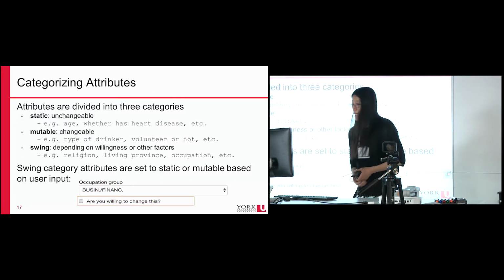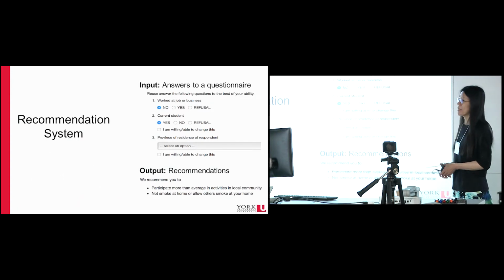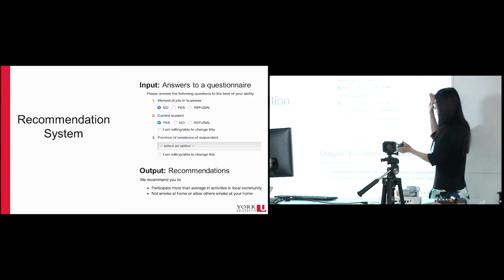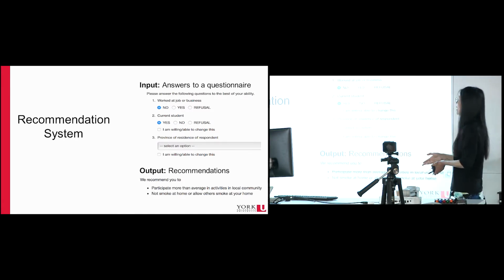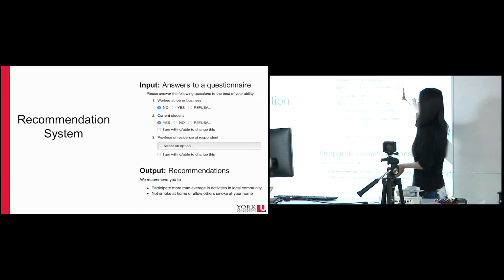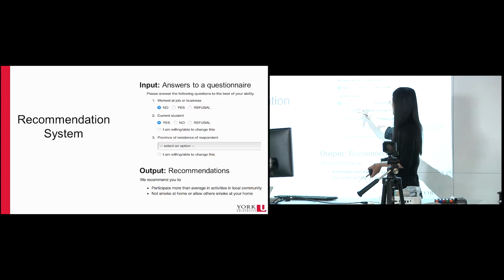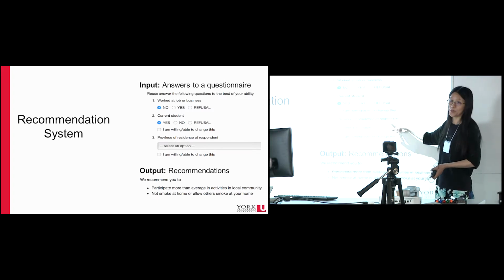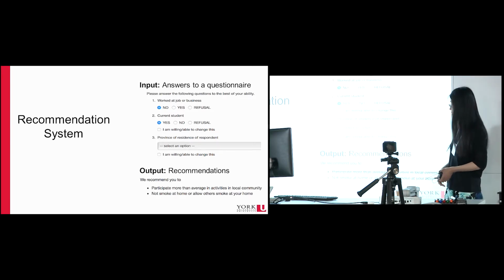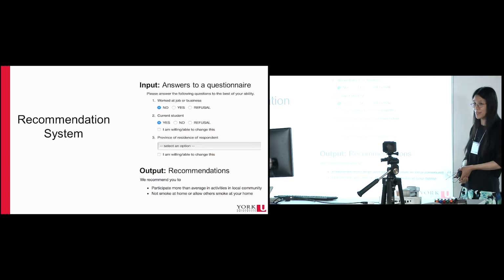Okay, so we actually have an online recommender system, and this system takes user input by asking the user to fill out an online survey, a questionnaire. For example, whether the user is working or not, or whether the user is a student or not. Which province the user is living in is a swing attribute, so with this attribute, we ask the user if they are willing to change it. When the user answers these questions, the output is a set of recommendations for this user.